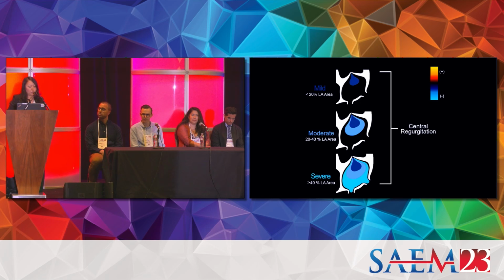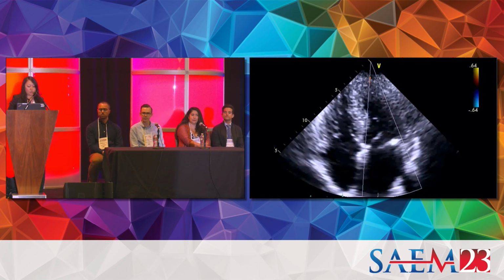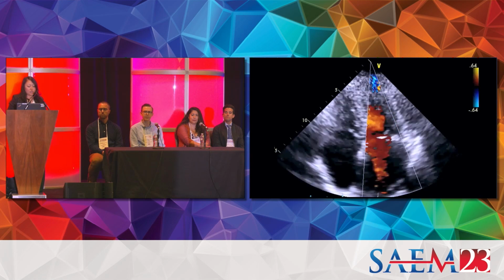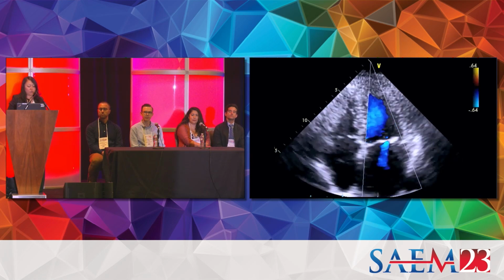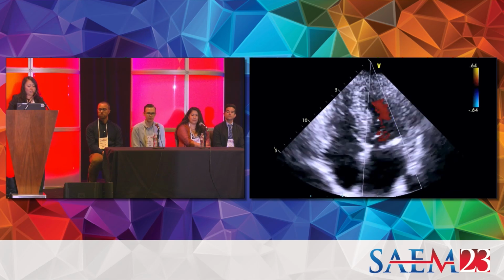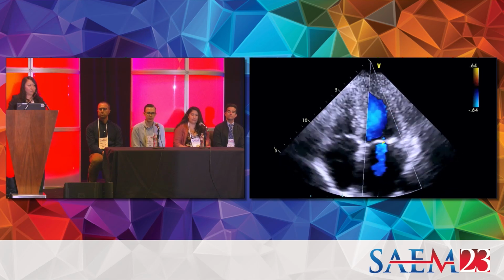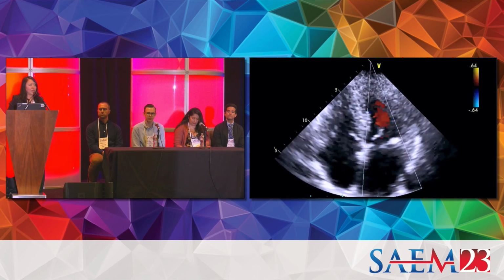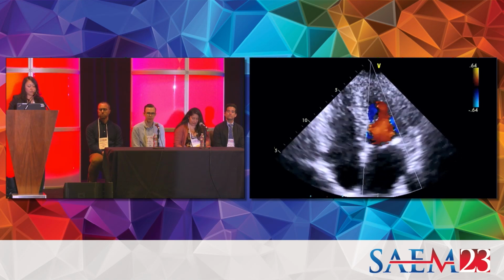Moderate is when you have 20 to 40%, and then severe is over 40 or 60% of the left atrium filled with a regurgitant jet. A couple of quick examples on what this looks like. So you see that they've gotten that apical 4-chamber view with the color Doppler, and this is a small jet that's filling about 20% of the left atrium, and this is an example of mild mitral regurgitation.